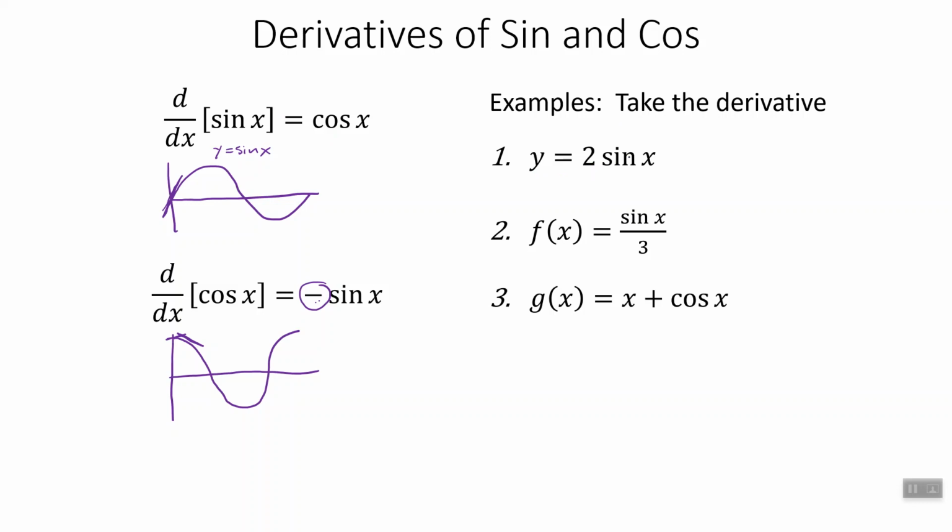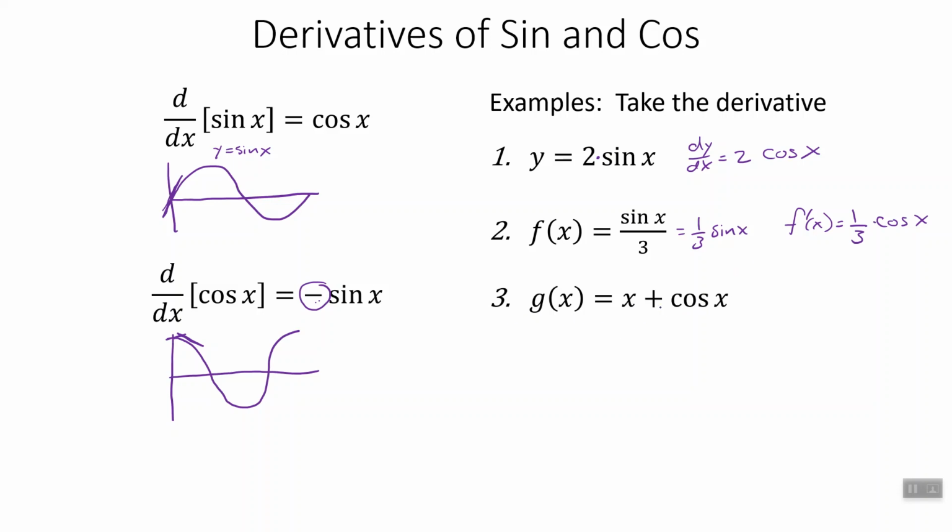The first one, y equals 2 sine of x. The constant rule still applies, so we still have times 2. So dy dx, the 2 stays out front, and the derivative of sine is just cosine. So 2 cosine of x. Done. The next one, we can rewrite again with the constant rule as 1/3 sine of x. Now we take the derivative. f prime of x is, 1/3 stays there, and the derivative of sine is positive cosine, so we get 1/3 times cosine of x.